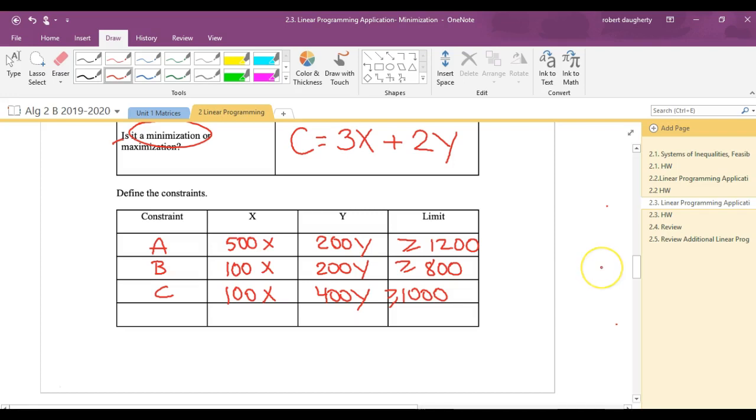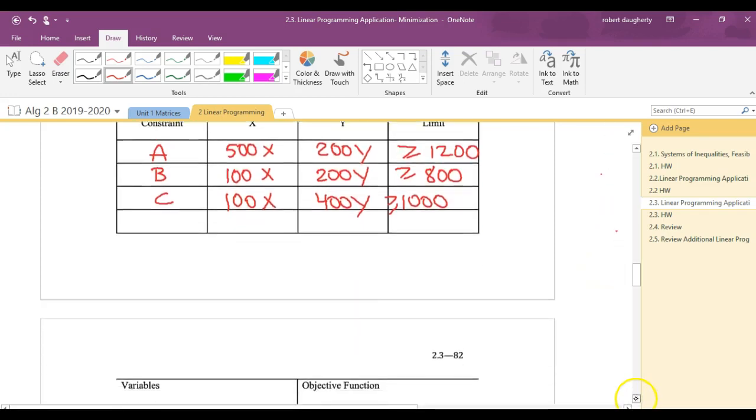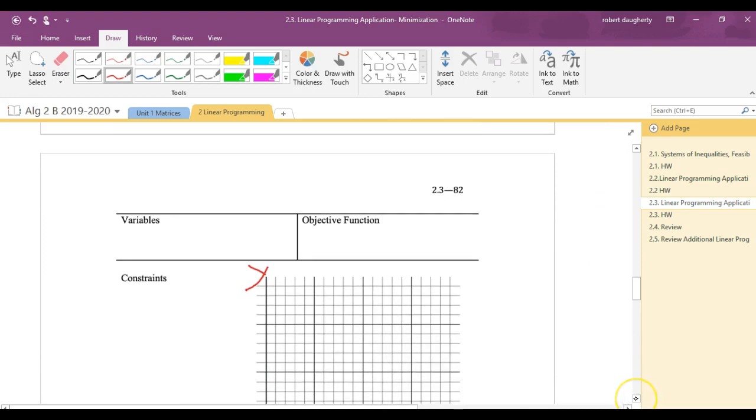So now I'm pretty much ready to start graphing and doing my constraints. So my variables here are X. Remember that was the ounces of powder X. Y was the ounces of powder Y. My objective function was to minimize the cost. What was it, 3x plus 2y? Okay. And then I've got my constraints.